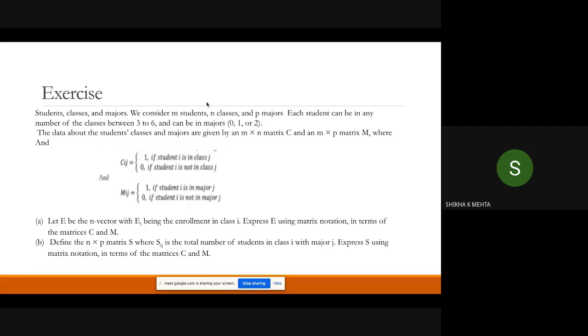Now let E be an N vector with Ei being the enrollment in class i. Express E using matrix notation in terms of the matrices C and M. The second one is to define the N by P matrix S, where Sij is the total number of students in class i with major j. Express S using matrix notation in terms of the matrices C and M. Understand what we are looking for, and try to find a solution.